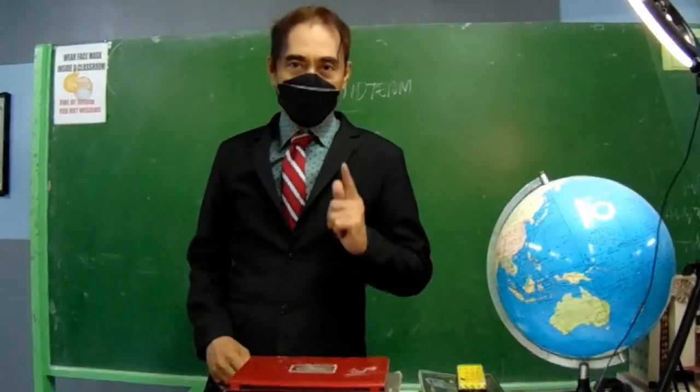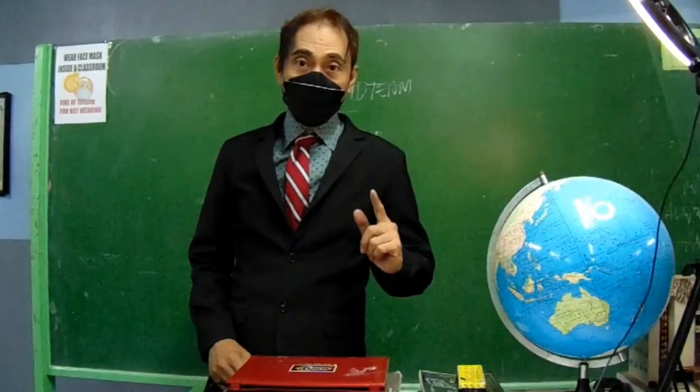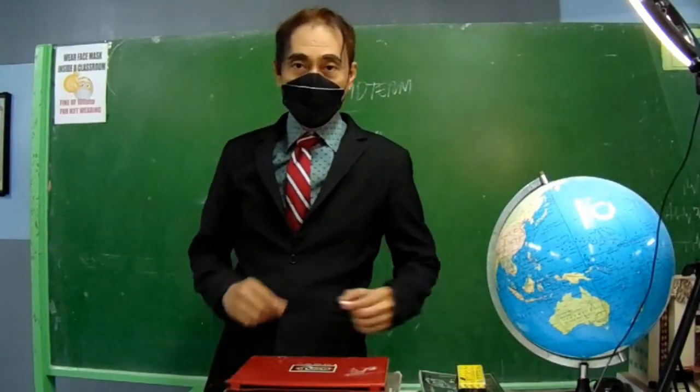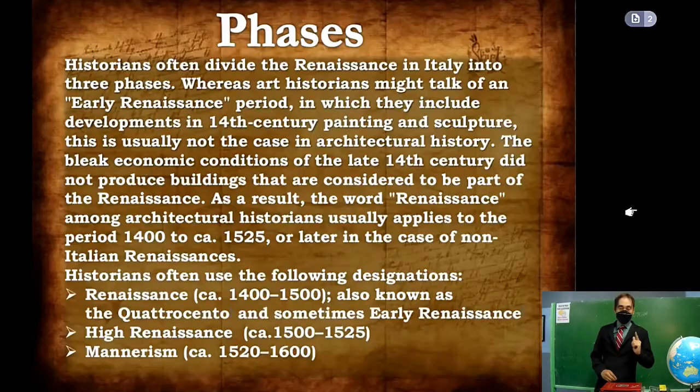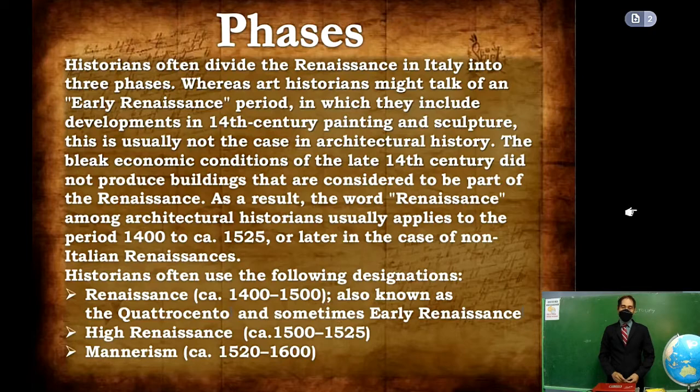And today's topic is all about Renaissance artists and architects. There are three phases of Renaissance architecture. First is the early Renaissance period, in which they include developments in 14th century painting and sculpture. This is usually not the case in architectural history.